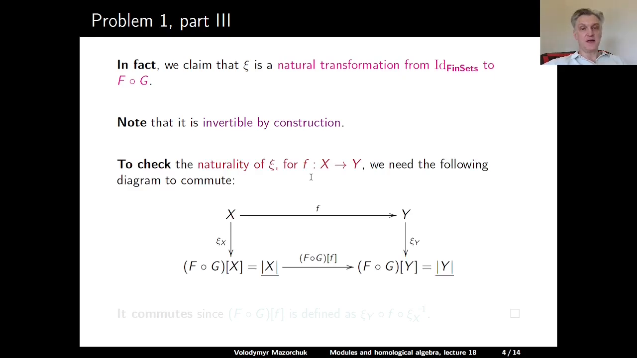To check the naturality of xi, we need to prove that the following diagram commutes for any function f from X to Y. So we have the diagram. In the first row, we have f, which is a function from X to Y. And then we have a map from X to the set of the form the cardinality of X underlined, which is exactly by definition the image of X under the composition of F after G.